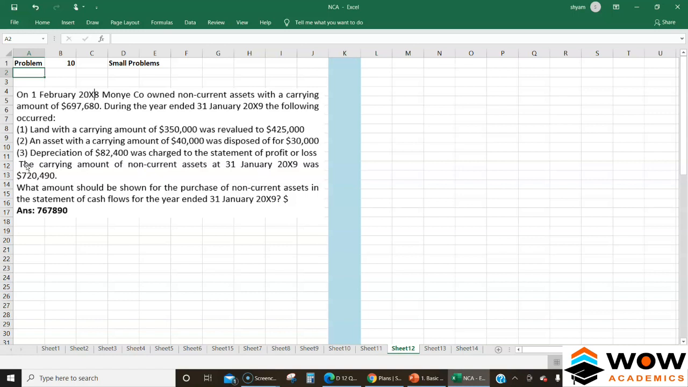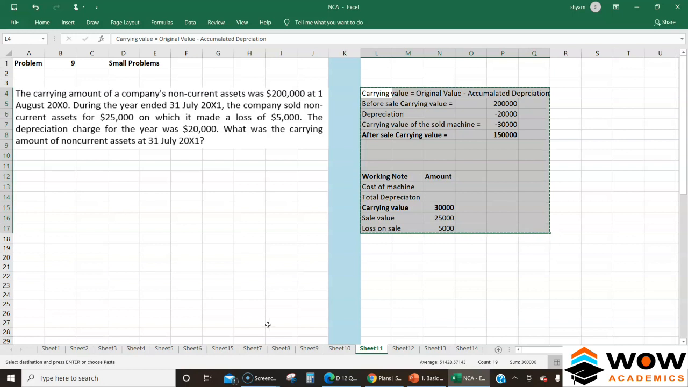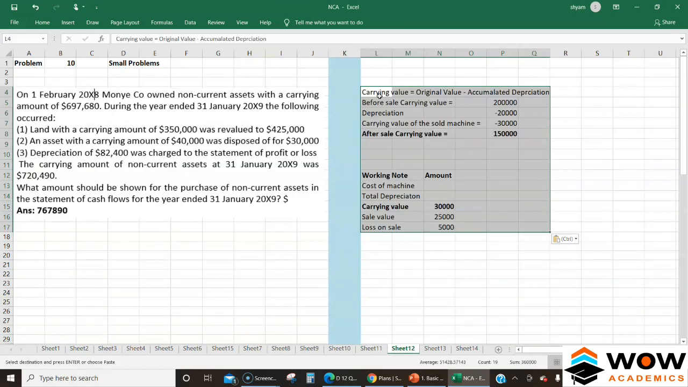The carrying amount of the non-current asset at 31st January 2019 was 7,20,000. So he has given the closing amount. Now what he is asking is, what amount should be shown for the purchase of non-current asset in the statement of cash flows? This is a different sum, but again it's the same format. So we'll start from here, insert the numbers, and we'll get the answer.